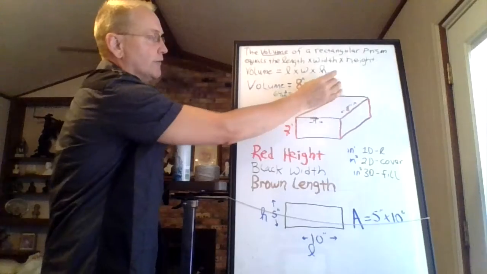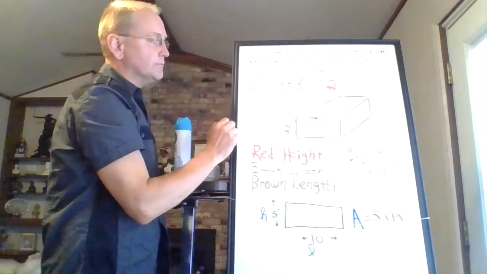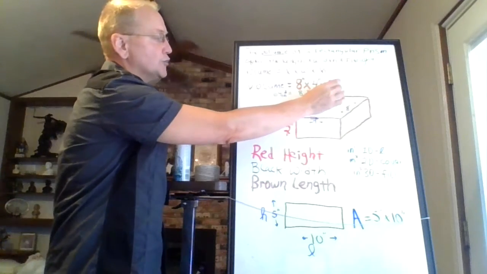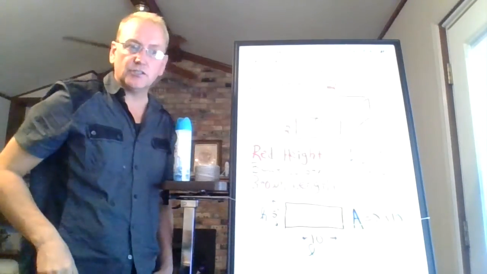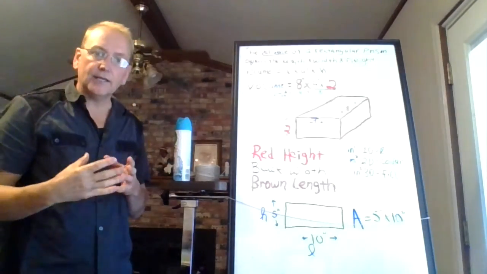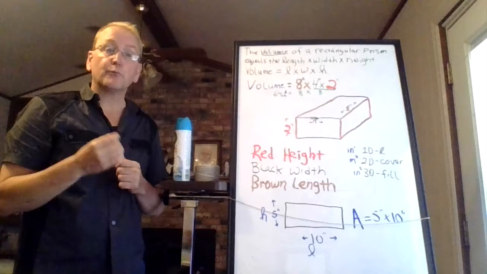Right? So I have inches times inches times inches. I get inches cubed. And then I have 2 times 4 is 8 times 8 is 64 inches cubed. And that's how I get the volume of a rectangular prism.